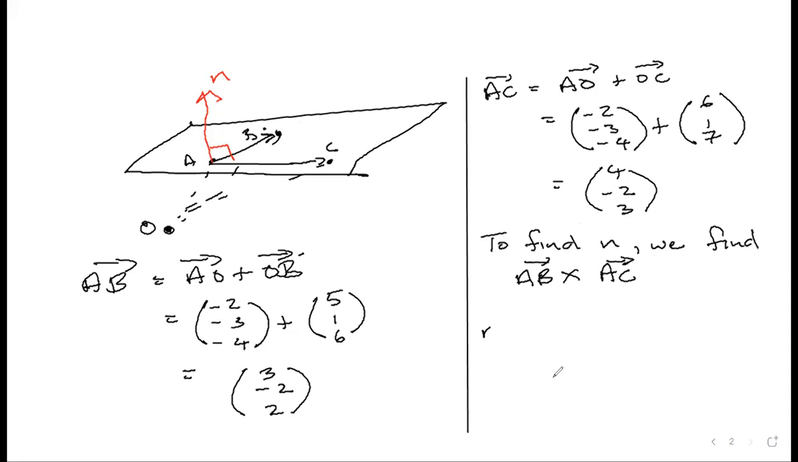So N is going to be equal to i, j, k, AB is 3, negative 2, 2, AC is 4, negative 3. So our vector that is perpendicular, we can find AB and find AC, and the vector that is perpendicular to both of them is the cross product of the two vectors that we have found that are in the plane.